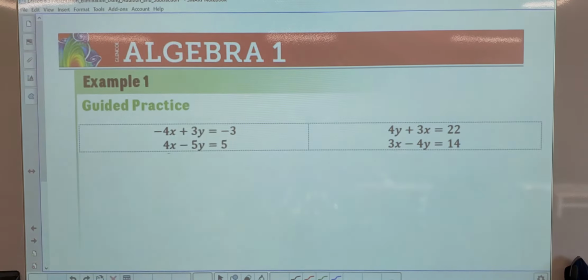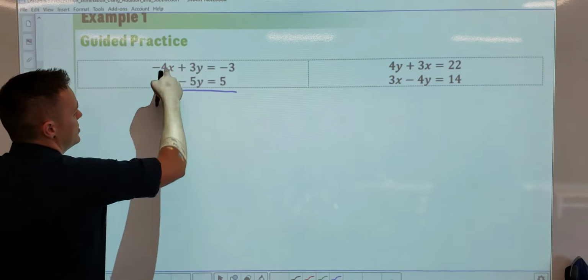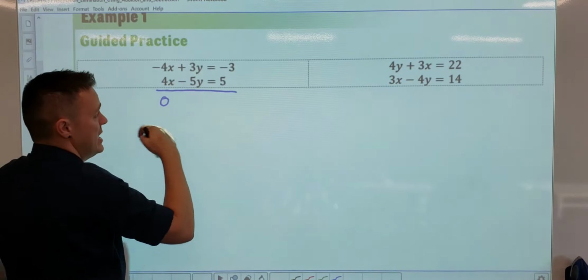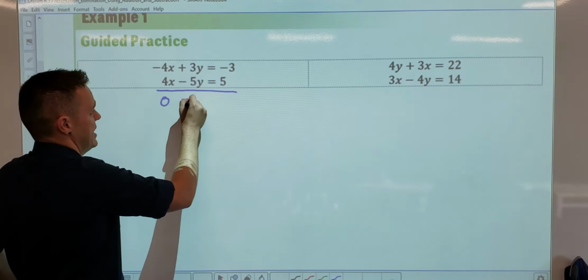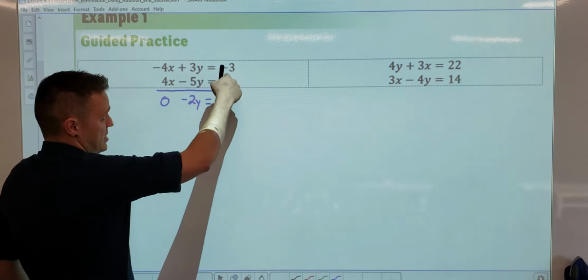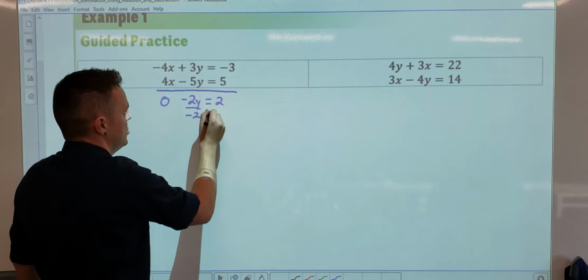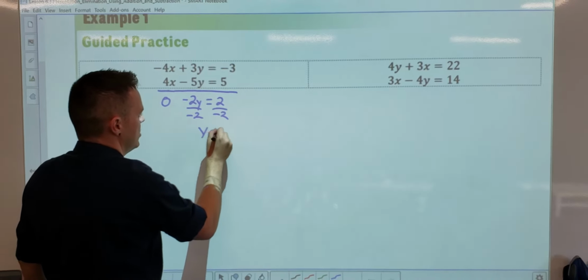All right, same thing, ladies and gentlemen, vertical math here. So these subtracted out, this would be 0. All right, this would be 3 minus 5. 3 and a negative 5 put together is going to be negative 2y equals, and then negative 5 minus 3 is 2. Divide by negative 2, y equals negative 1.